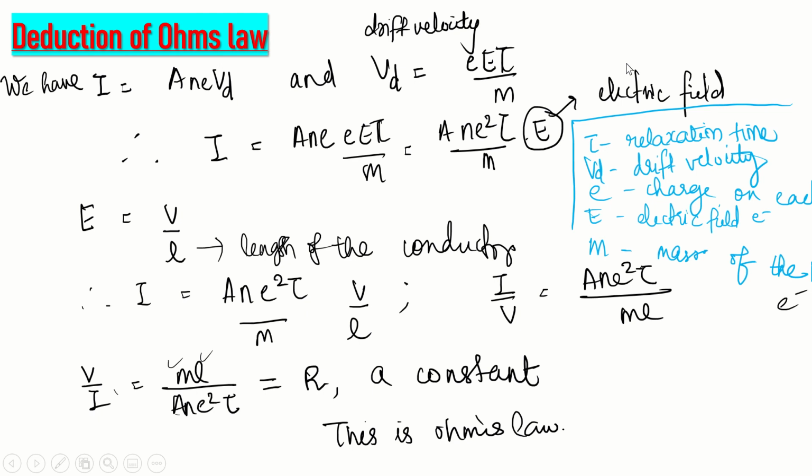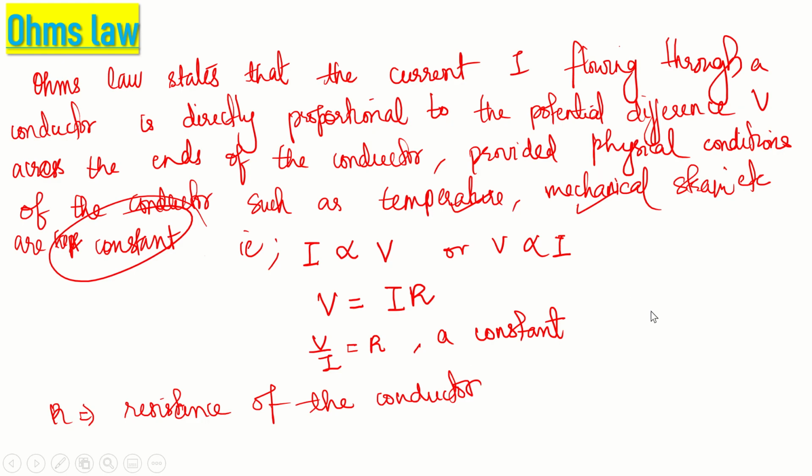Okay. So this is how you write an expression for Ohm's law. R equals V by I, which is equal to mL by nAe squared τ. This is Ohm's law. And the statement is that the current I flowing through a conductor is directly proportional to the potential difference V across the ends of the conductor, provided physical conditions of the conductor such as temperature, mechanical strain, etc. are constant. Okay, this is how we do. Hope you understood. Thank you.